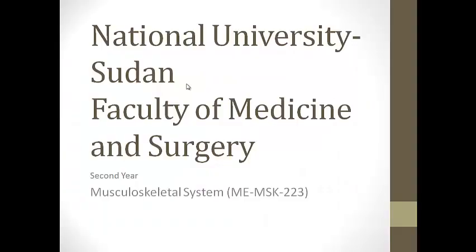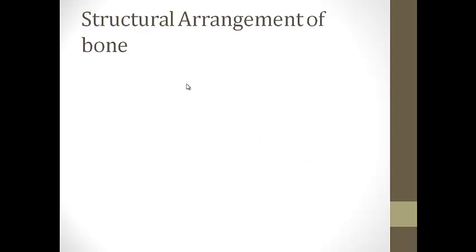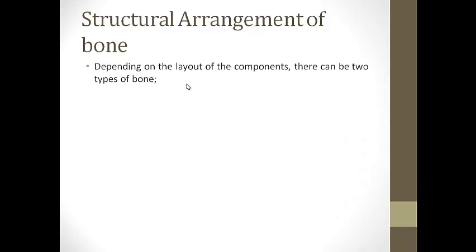Greetings everyone again. We're going to continue with the histology of the bone. This is the second part of the lecture. And what we're going to be covering now is the structural arrangement of bone. So basically how the components, the cells, the matrix, how they're arranged together to give me certain types of bone.